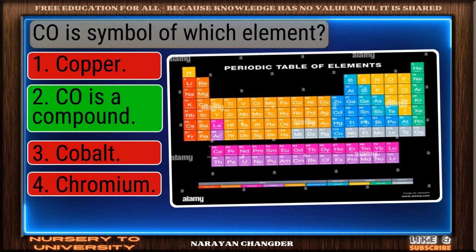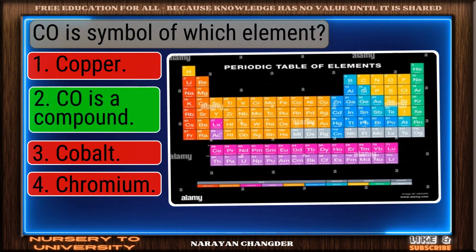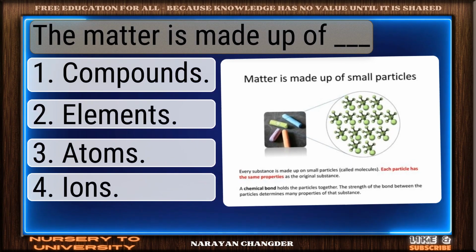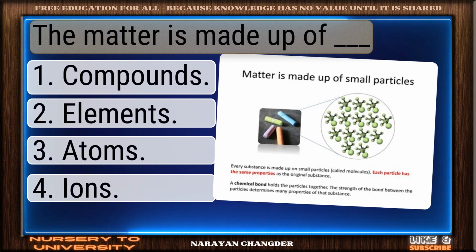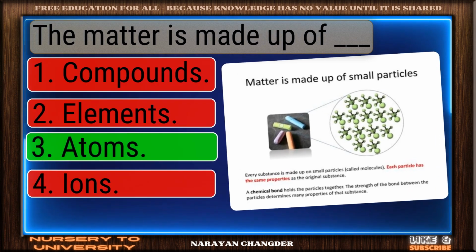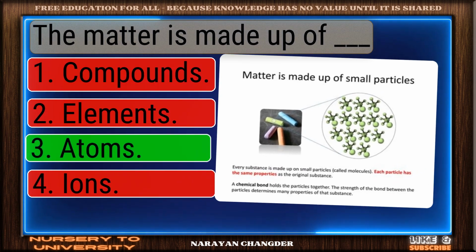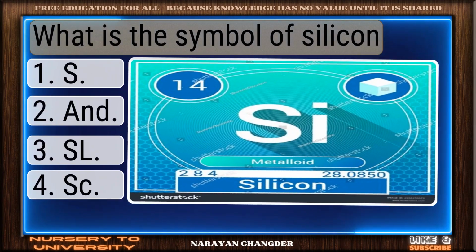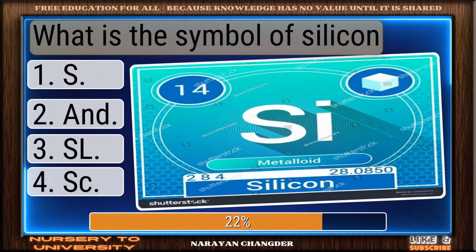Great thinking. Co is a compound is the right choice. Question number 242. The matter is made up of dash. Perfect. Atoms is the correct choice. Question number 243. What is the symbol of silicon?